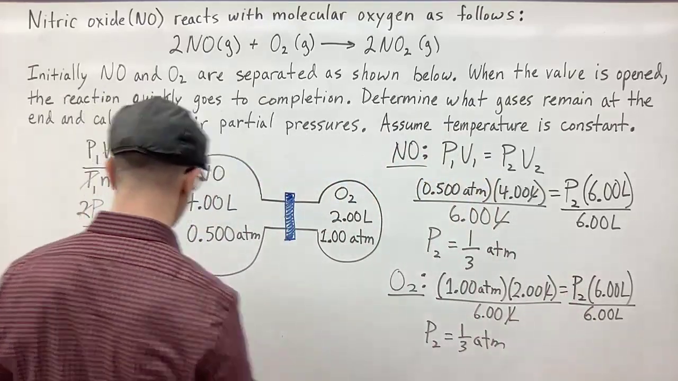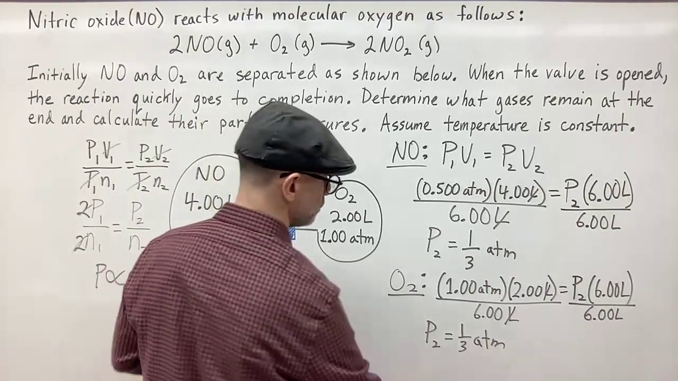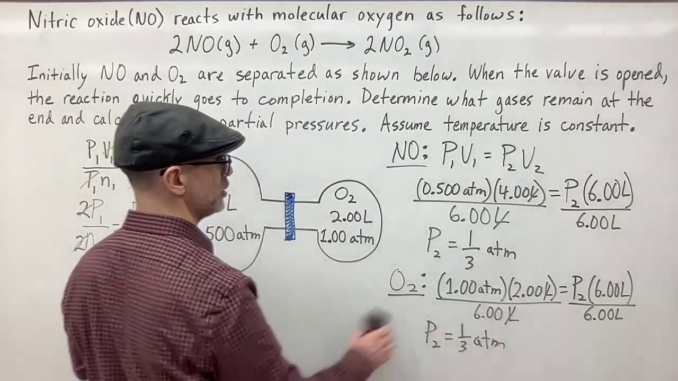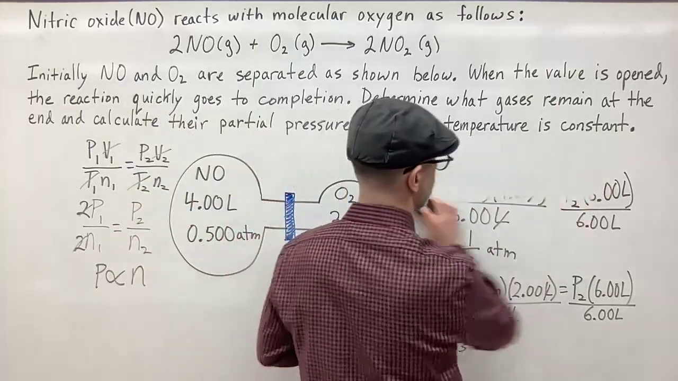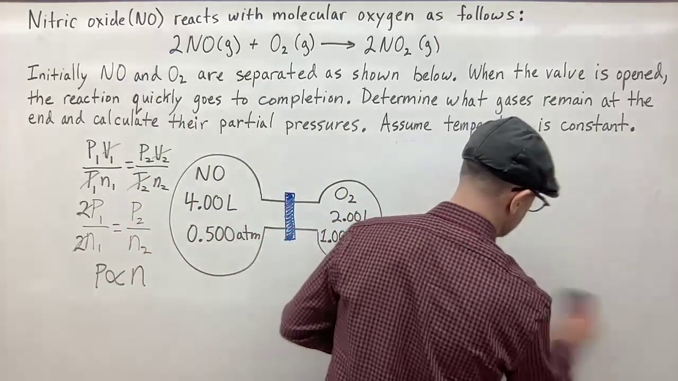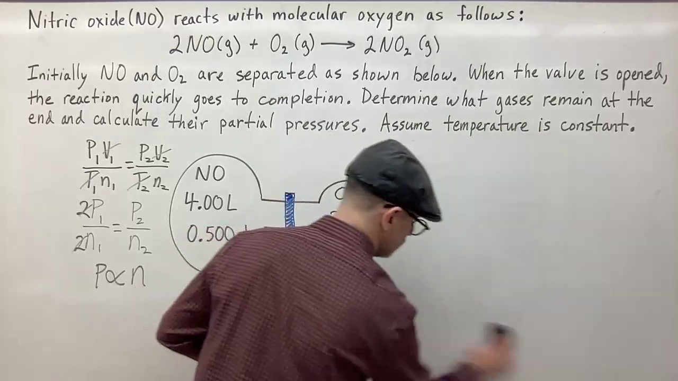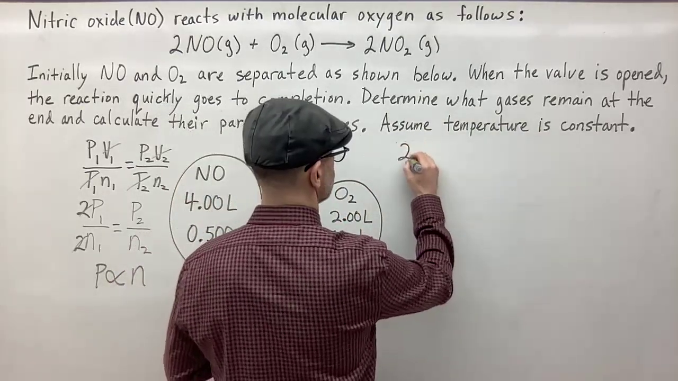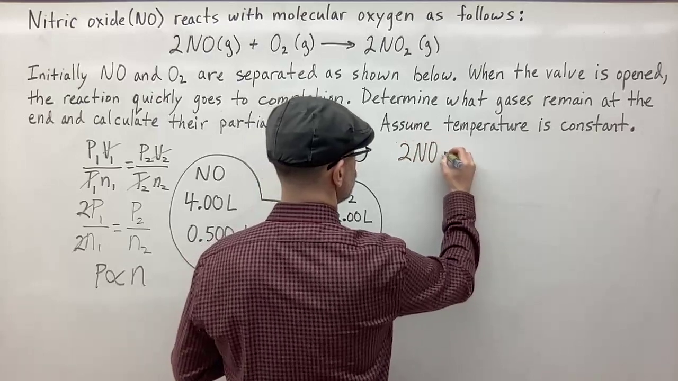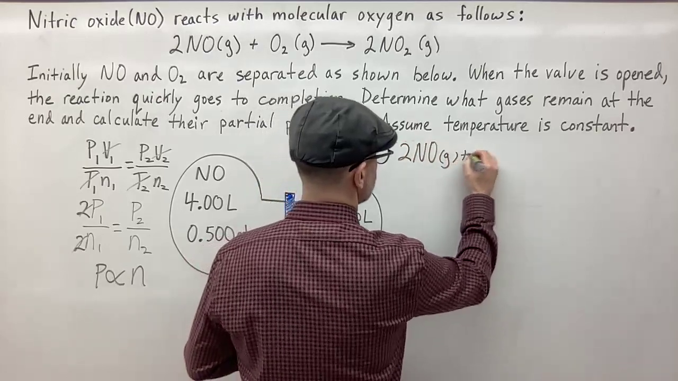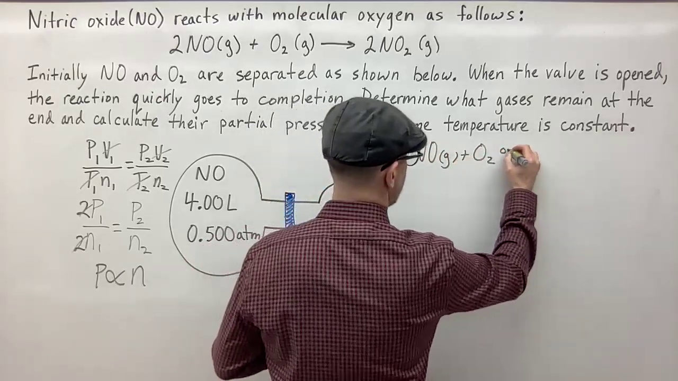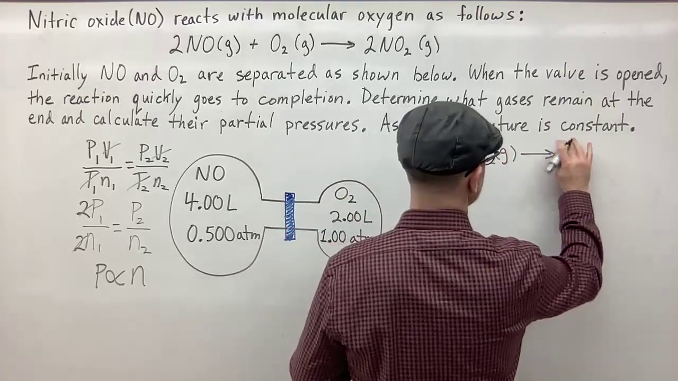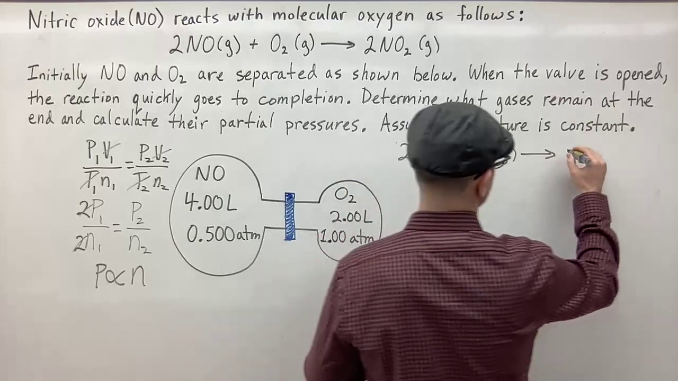Okay, so now that I have this, I'm going to use my balanced equation. Let's go ahead and rewrite my balanced equation here. So I have 2NO gas plus O2 gas gives me 2NO2 gas.